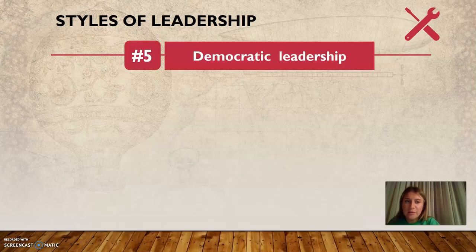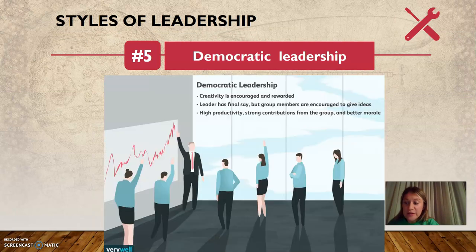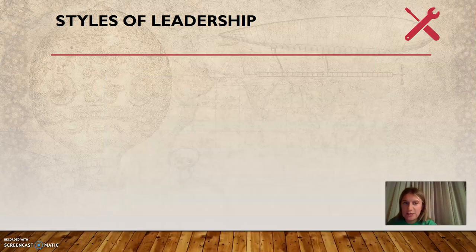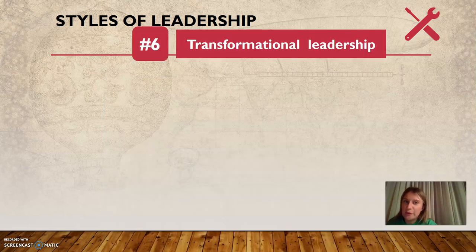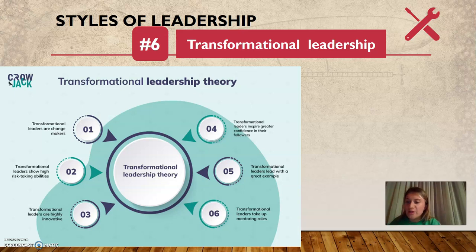Leadership style number 5 is democratic leadership. The democratic style is where a leader makes decisions based on the input received from team members, and the democratic leader asks their team members for input and considers feedback from the team before they make a decision. Leadership style number 6 is transformational leadership. Transformational leadership involves a leader who inspires and motivates their team to achieve a shared vision, often by providing support, encouragement, and personal development opportunities.